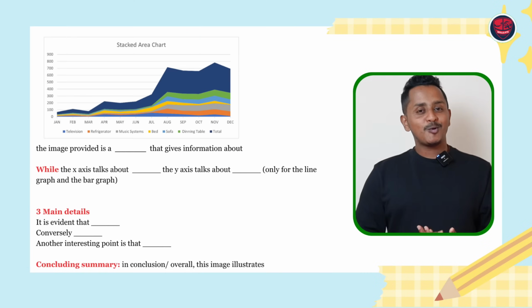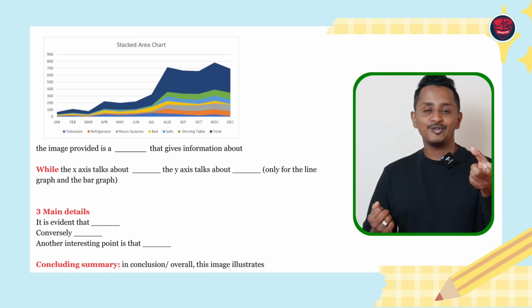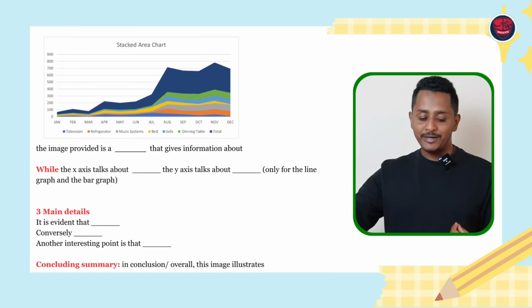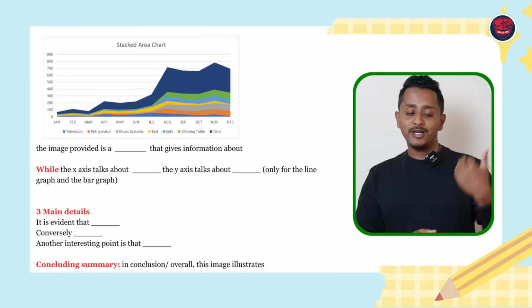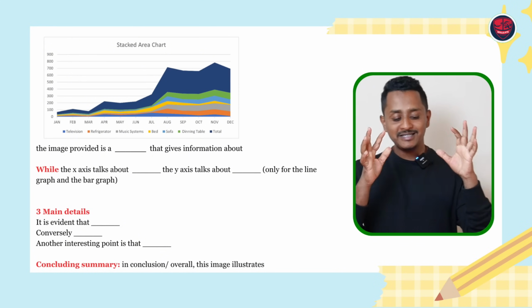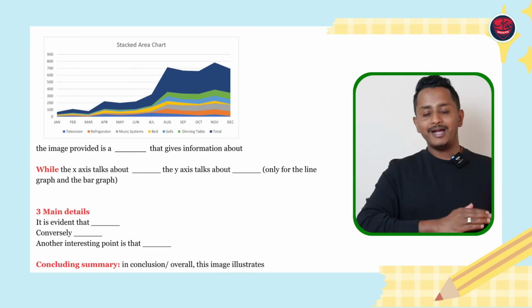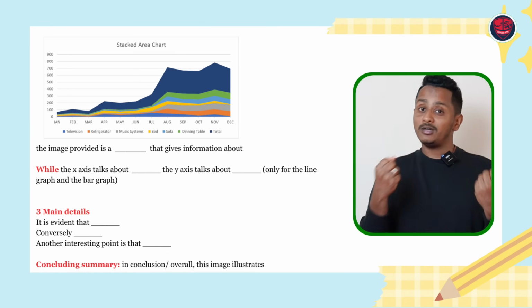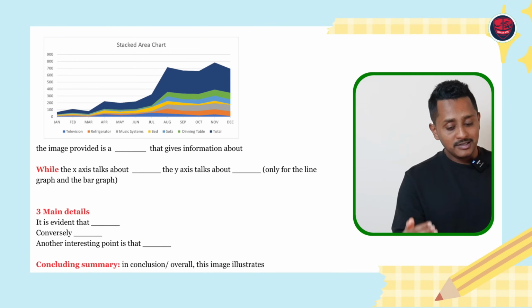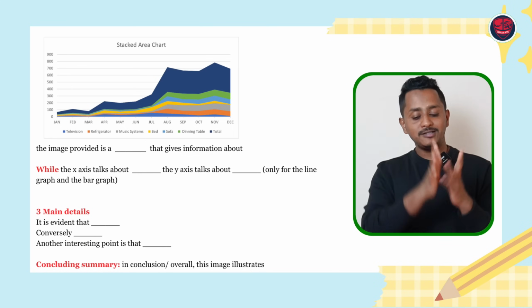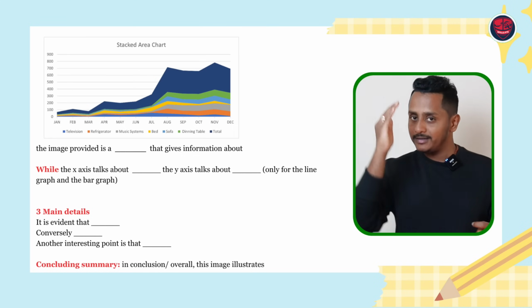Let's start. The image provided is a bar graph that gives information about stacked area chart. The x-axis talks about the month from Jan to December. The y-axis talks about the values from 0 to 900. Firstly, it is evident that television area chart remains almost 0 from Jan to December, which indicates that it is not in good scope. Conversely, the value of the bed almost remains 0 till July, but after July it gets a peak and remains at a value of 200 till the month of December.